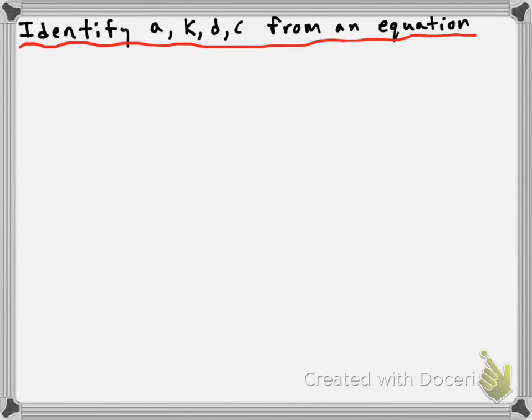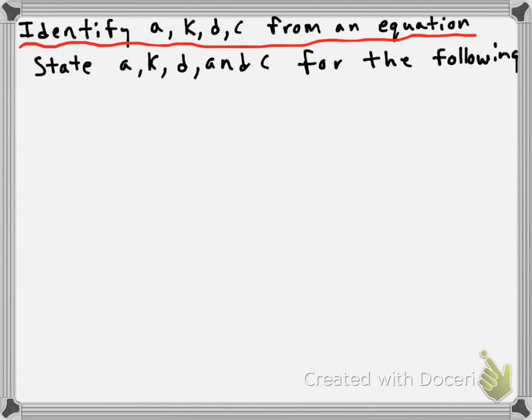So the next thing I want to talk to you guys about is identifying a, k, d, and c from an equation. So the idea is that if you've been given the equation of some sort of transformed function, can we find out what a, k, d, and c are going to be, right? So let's suppose that we want to state a, k, d, and c for the following transformed function. So here's the transformed function.